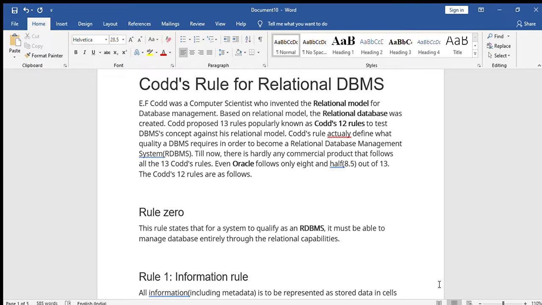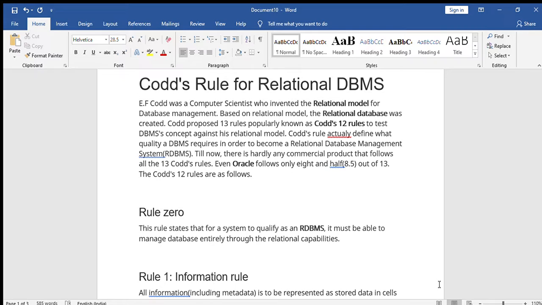Good morning, students. Today we will discuss the E.F. Codd rules. Right. So first of all, who is E.F. Codd? The person who developed the relational database model. The relational data model was developed by whom? E.F. Codd, a computer scientist who worked at IBM as a database architect, the person who developed this relational data model.